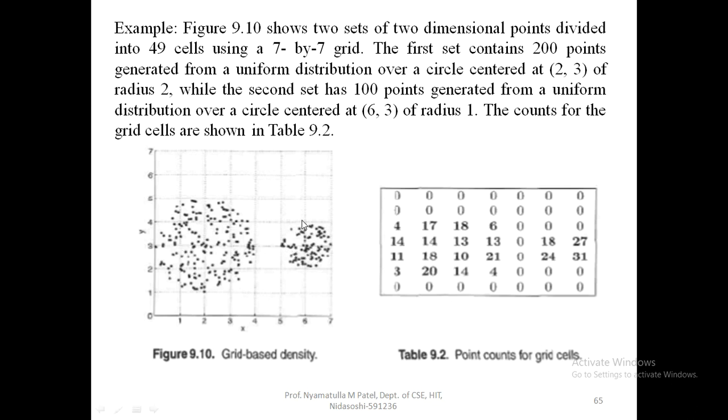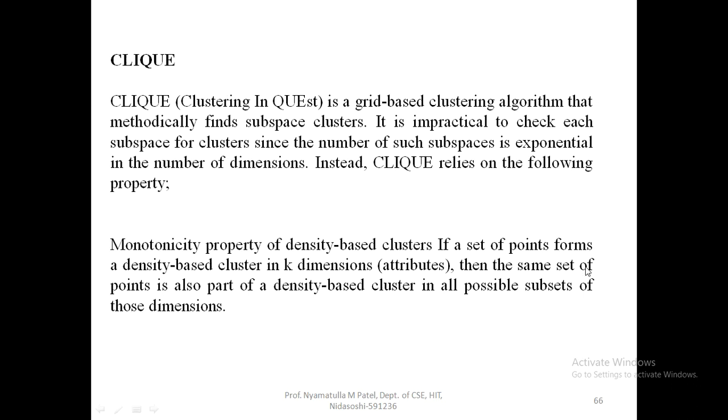The count for each grid cell is shown in the figure. How many points can you find here? 4, 17, 18 and 16, 14, 14, 13 and 13, 11, 18, 10 and 21, 3, 20, 14, and if you add up all these, it will give you a count of 200, and this will give you a count of 100. So this is all regarding grid based density.